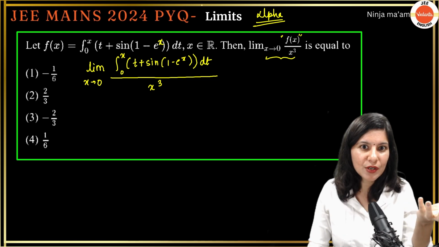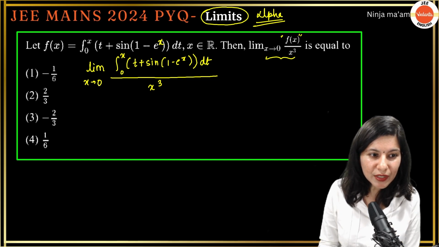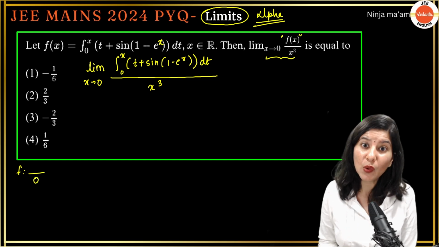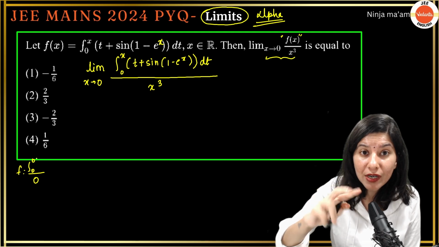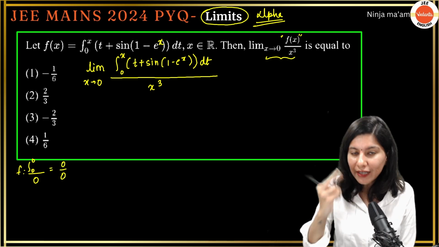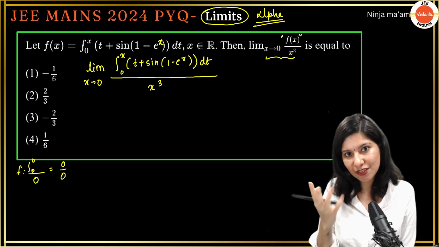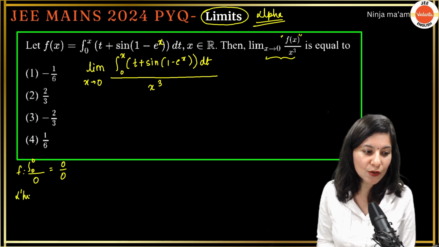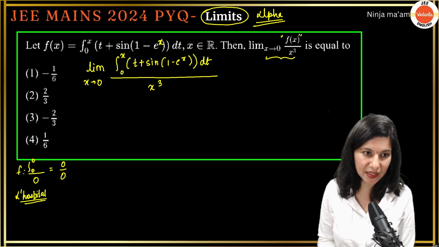Now tell me, I always say whenever you see limits, what do you do? Check the form of that limit. The moment you put x equals 0 in the denominator, it is 0, but what about the numerator? The numerator is also 0. Upper and lower limit of the integration become 0. What does that mean? This is 0 by 0. When upper and lower limits become exactly the same, the value of that definite integration becomes 0. So 0 by 0 form, that means we are going to apply L'Hopital. How many times, we need to check, but L'Hopital is applicable.